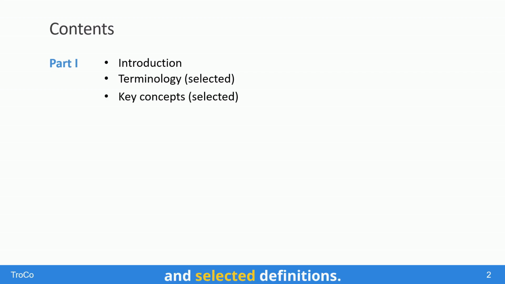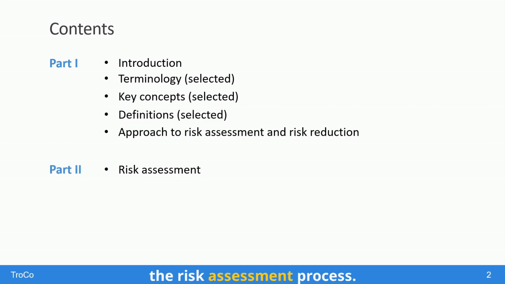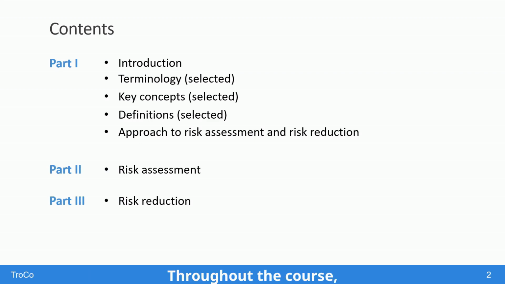The full course is structured into 3 parts. Part 1 provides a brief introduction, selected terminology, key concepts, and selected definitions. This section also introduces the approach to risk assessment and risk reduction. Part 2 takes a deeper look at the risk assessment process. Part 3 focuses on risk reduction measures. Throughout the course, we include practical examples to support understanding. In this summary video, we'll highlight the core ideas of machine safety, namely risk assessment and risk reduction.